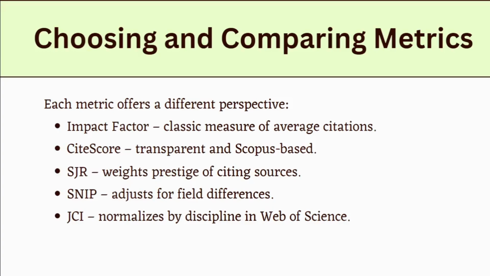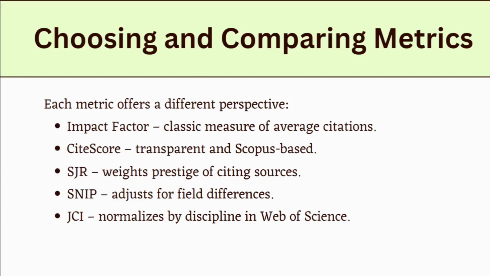Next is choosing and comparing the metrics. Each metric offers a different perspective. Impact factor is the classic measure of average citation. CiteScore is a transparent and Scopus based indicator. Then SJR weights the prestige of cited sources, and SNIP adjusts for field differences. And last, JCI normalizes by discipline in Web of Science.